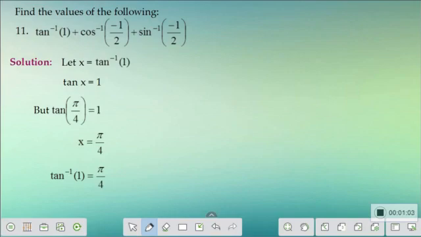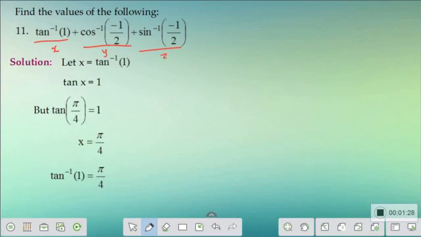Now we cannot solve this at a stretch. So what we are going to do here is consider every term separately. The first term is tan inverse of 1. We are going to consider this as x. The second term we are going to have as y, and I'm going to solve it separately. And the third term is sine inverse of minus 1 by 2. We can have this as some z.